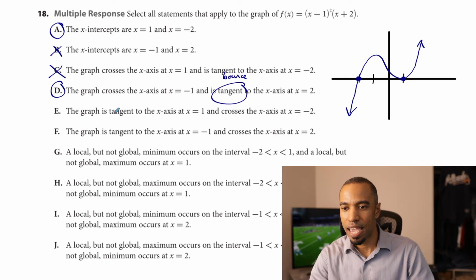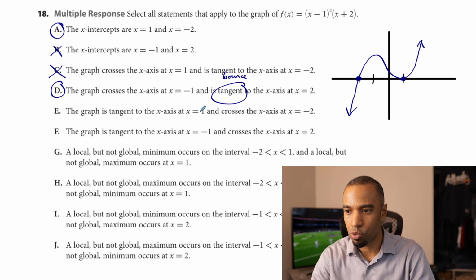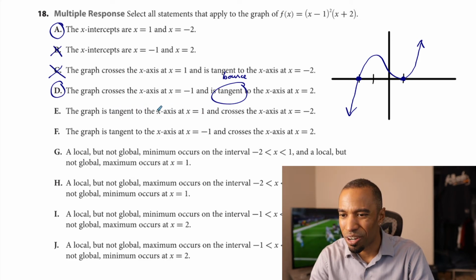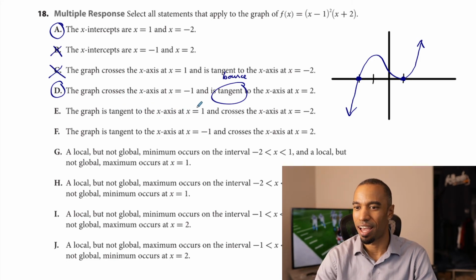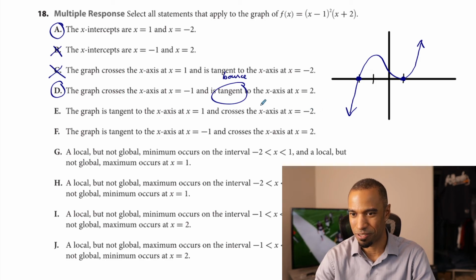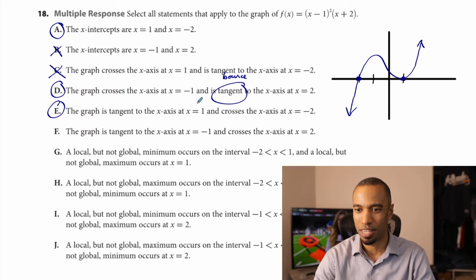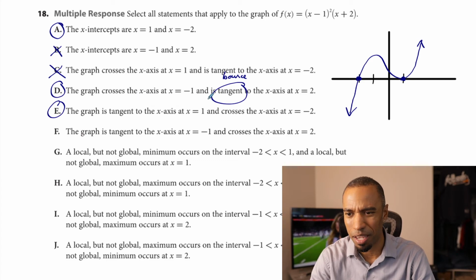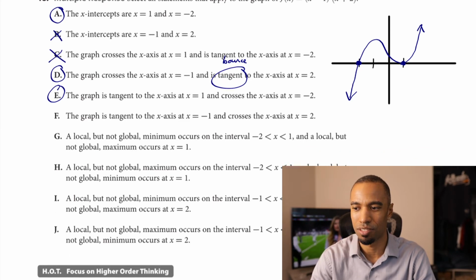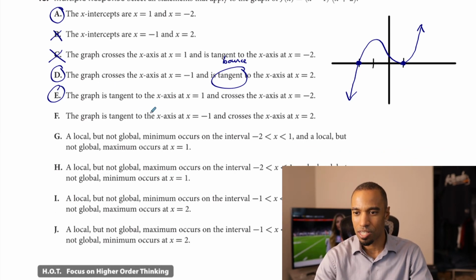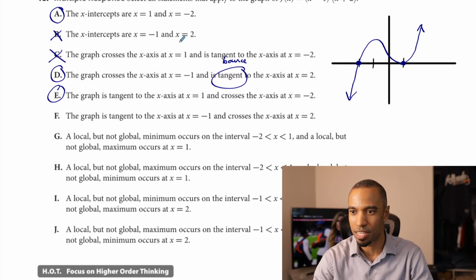Okay, the graph is tangent to the x-axis at x equals 1. Wait a minute. Are these the same thing? Oh, that's... Why do they even bother? The graph is tangent to the x-axis at x equals 1 and crosses the x-axis at x equals 1. Yes, that's the same thing as D, only they reverse the statement. Unless there's something I'm not seeing here, that's the exact same. They didn't say y-axis or anything, did they? No. Okay, so this is dumb. All right, so yes, E, and likely no to F.